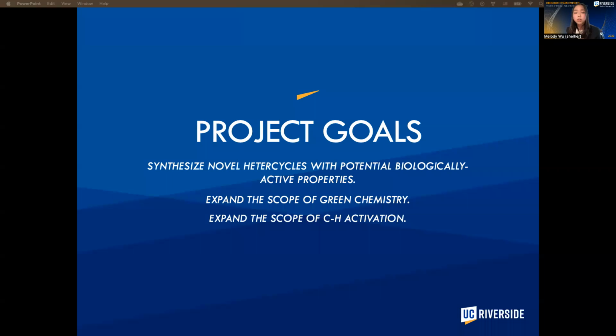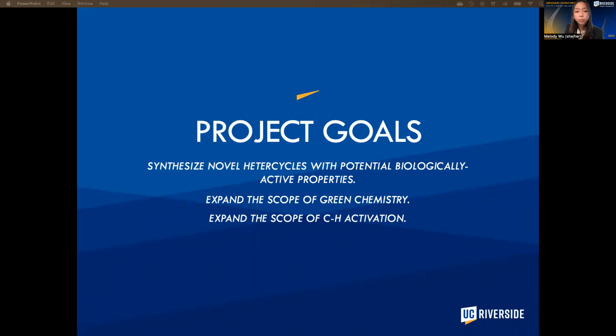And so we're focusing on heterocycles since 60% of FDA-approved small molecule drugs contain heterocycle fragments. And so in addition, my project also expands the scope of green chemistry as mentioned previously, as I am decreasing chemical waste. And lastly, I'm also expanding the scope of the CH activation reaction since it is typically done with electron poor substituents and I'm using electron rich substrates.